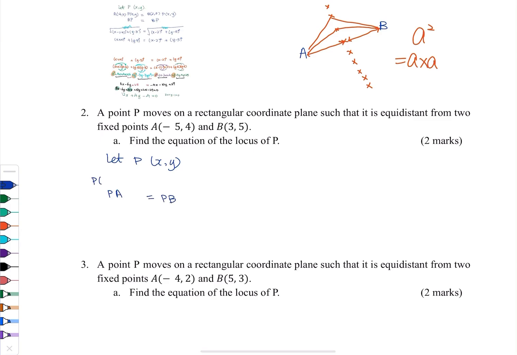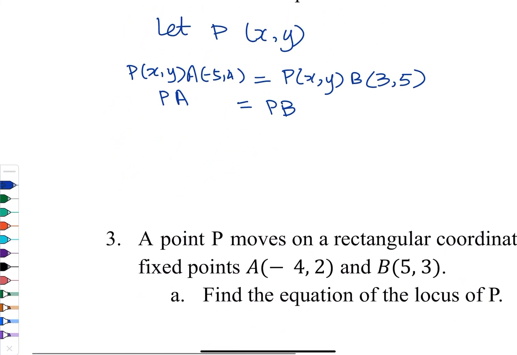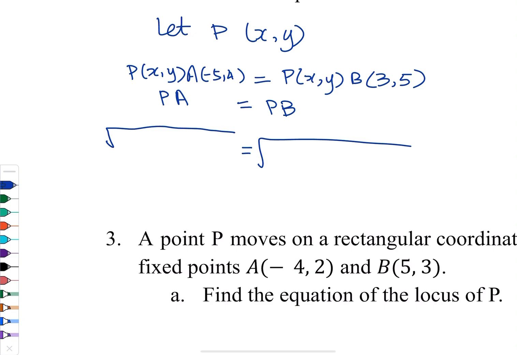Just for my own reference, P is (x, y), A is (-5, 4), equals P is (x, y), B is (3, 5), and because their distances are the same, I can do it easily now. For distances, you will have the square root first. You can always replay the video to see the first question because that's the most detailed and explained one. The others I'm not going to explain every single step, of course.